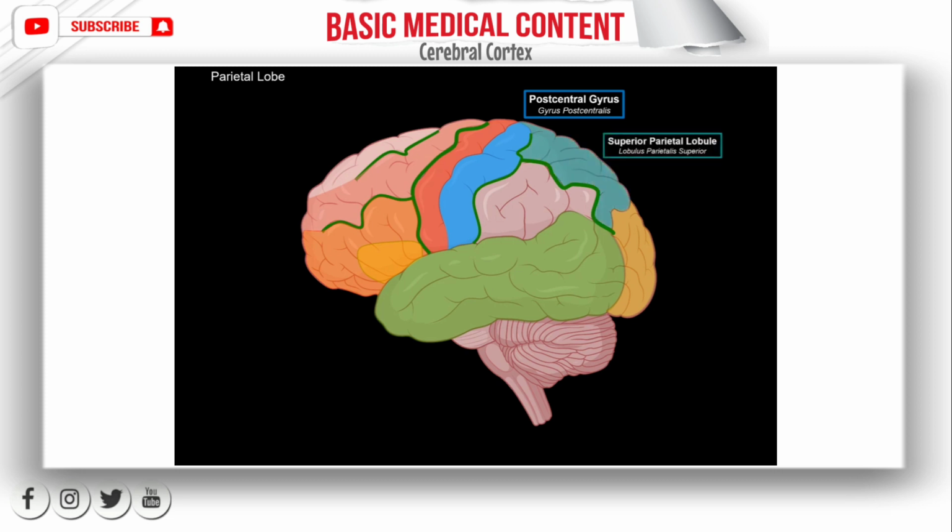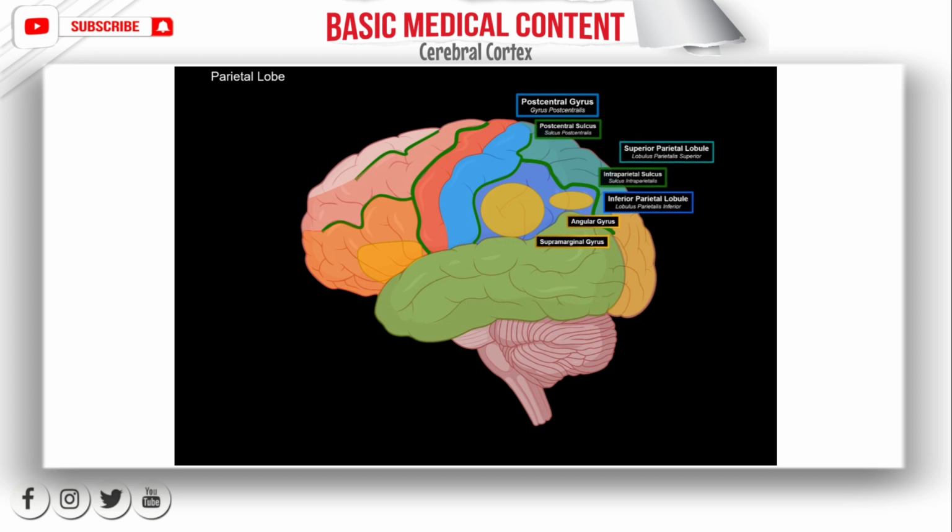Superior to the intraparietal sulcus lies the superior parietal lobule, which is an association area of the brain. And below the intraparietal sulcus lies the inferior parietal lobule, which is also a sensory association area. But here you will find two gyri. You will find the supramarginal gyrus, lying above the end of the lateral sulcus, and the angular gyrus, which is the reading center of the brain. This area gives us the possibility to understand written words and metaphors. So that is the parietal lobe.